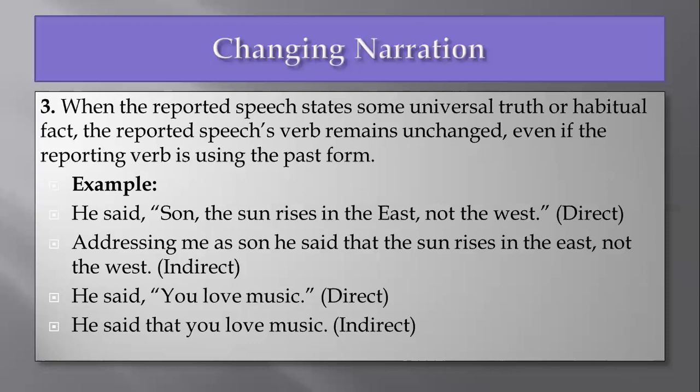So, say for example, he said, "Son, the sun rises in the east, not the west." So if this is the direct speech, the indirect speech will be, addressing me as son, he said that the sun rises in the east, not the west.